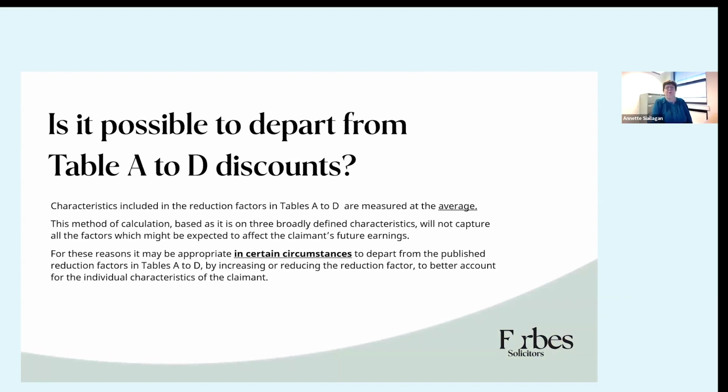Is it possible to depart from table A to D discounts? Well, it may be appropriate in certain circumstances. I guess you would have to argue, depending on the particular circumstances of your particular claimant, but it's certainly arguable. The tables A to D are a measure of the average. So yes, if you've got someone who's unusual, then it's arguable that you could apply a different discount.